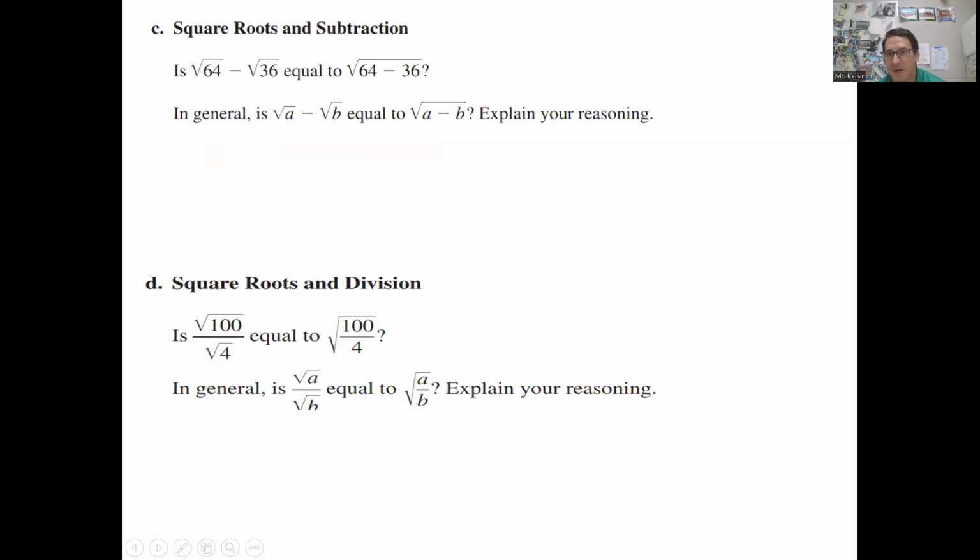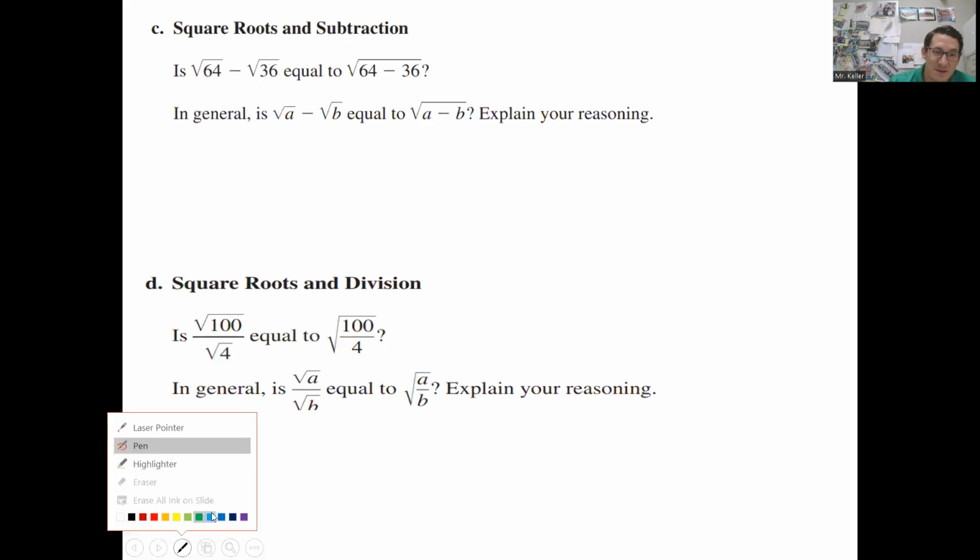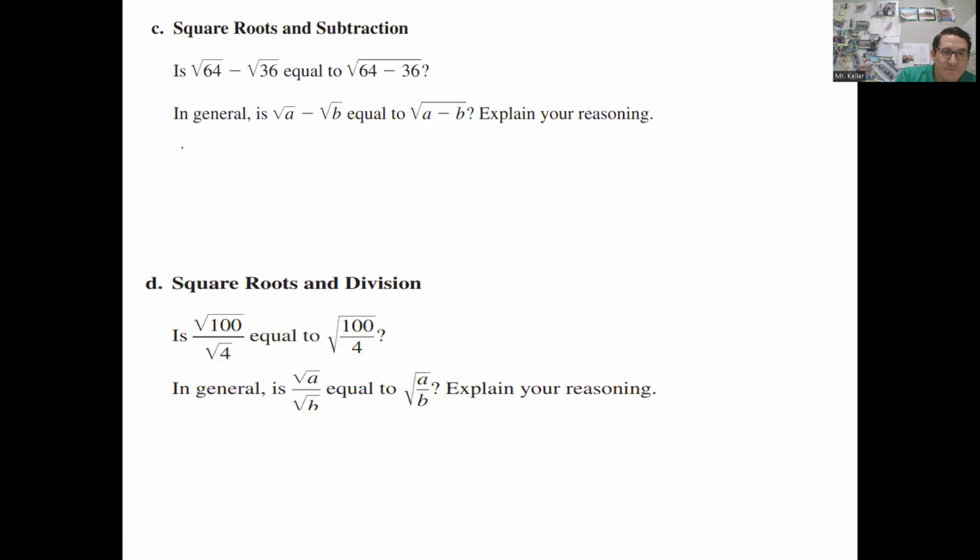Same thing. Let's do this with subtraction. Here's a hint. It's going to be the same as addition. So let's do the square root of 64 minus the square root of 36. Is it going to be the same thing as the square root of 64 minus 36? The square root of 64 is 8. The square root of 36 is 6. 8 minus 6 is 2.